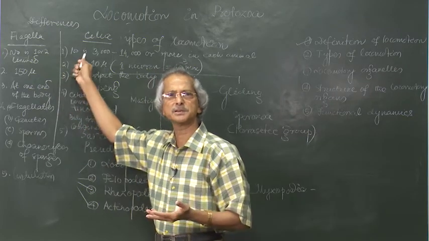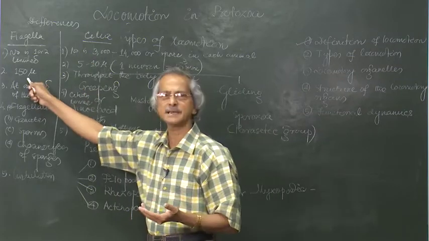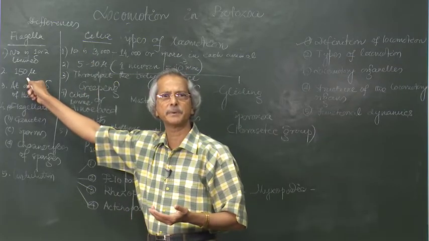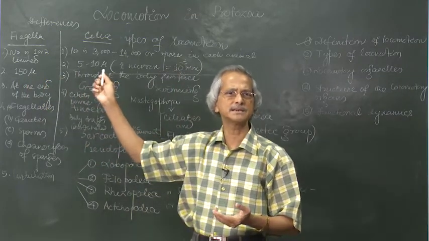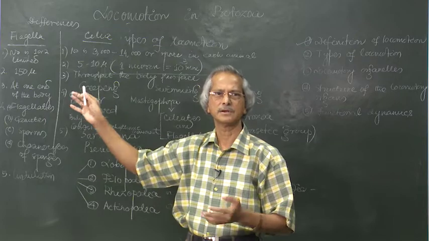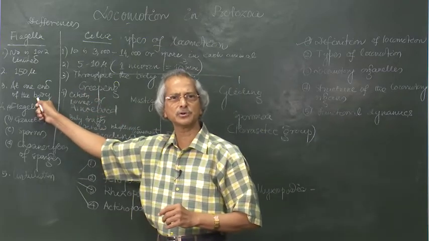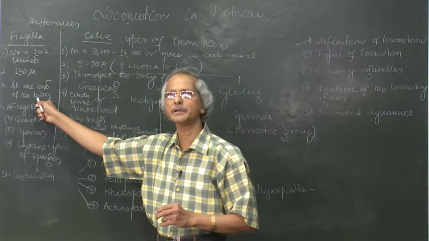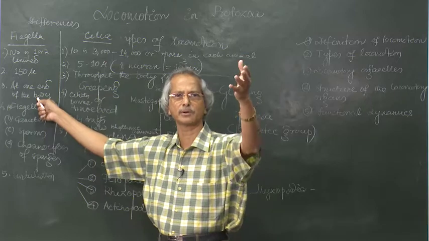Here the number is 3000 to 14,000 or more. The second point, the size: flagella are about 150 micron, whereas the size of cilia ranges from 5 to 10 micron approximately. If you look at the location or distribution of the structure on the body, this is restricted to only one side of the body, on the terminal part of the body.